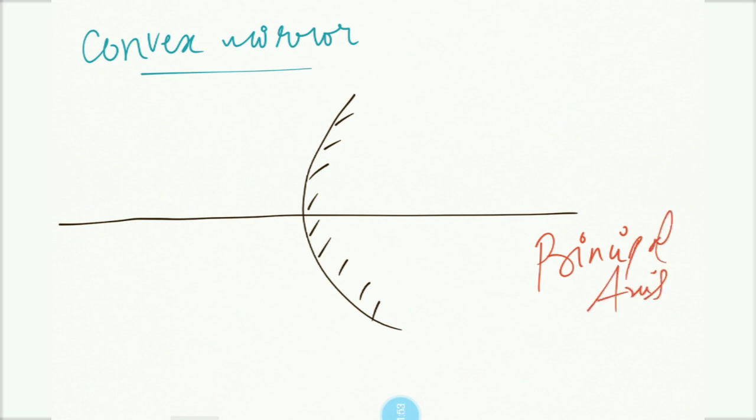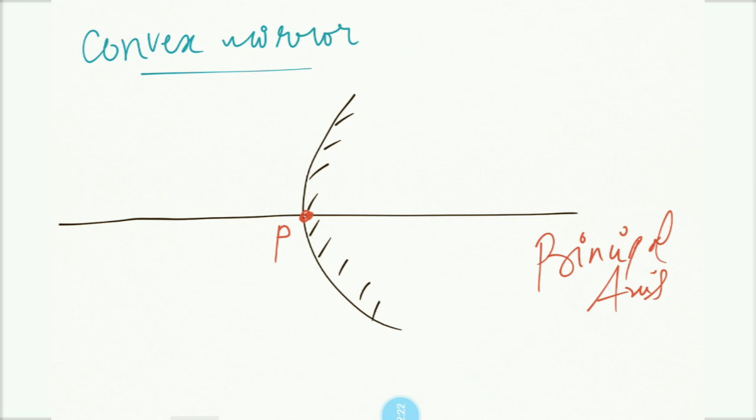Next, what do we have to learn? Pole we have to learn. The point which is in the middle of the surface is called the pole, P. These two are clear to you. Then now we have to see the principal focus, or else first we will do the center of curvature, then we will move on to that.